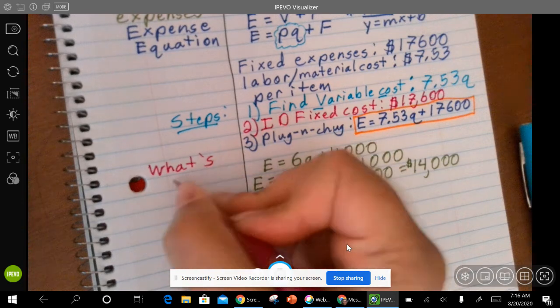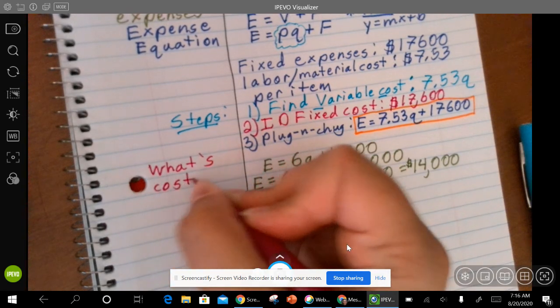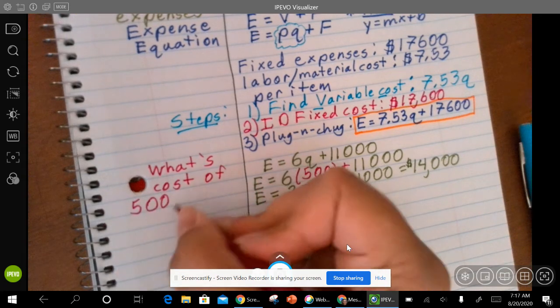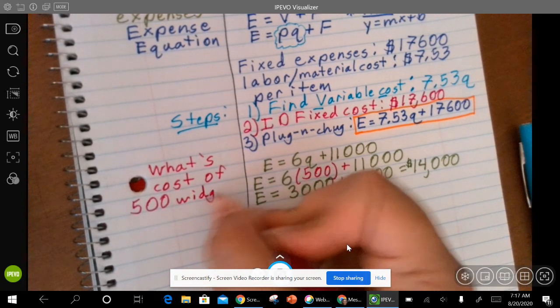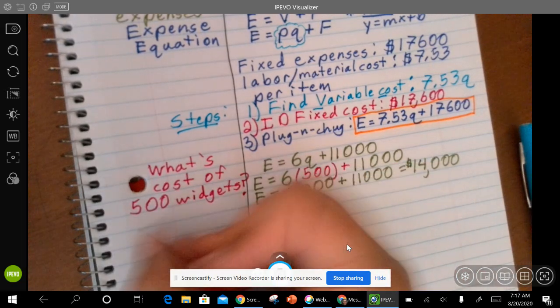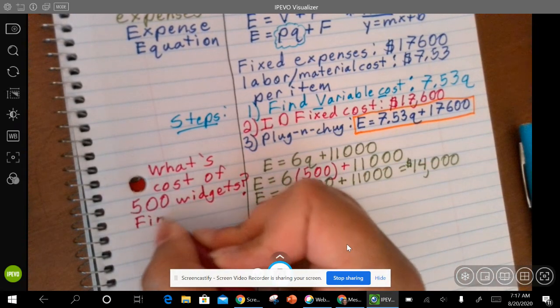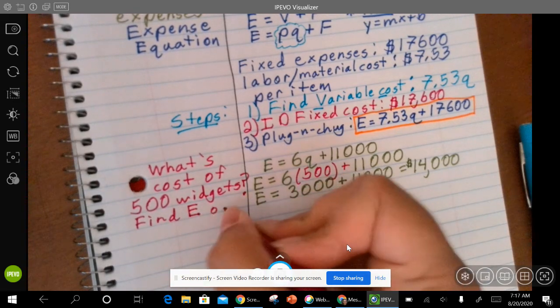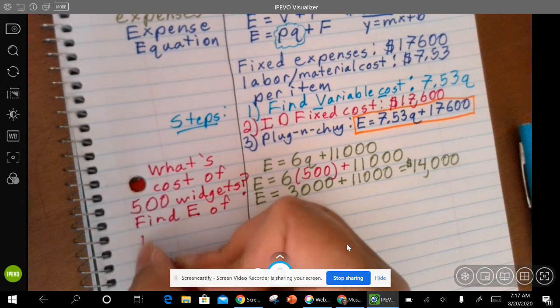So let's write the problem. What's the cost of 500 widgets? We're going to find E of producing.